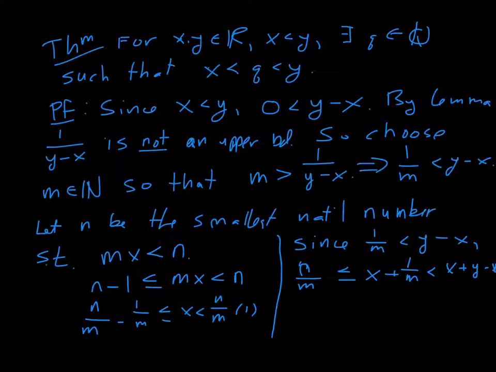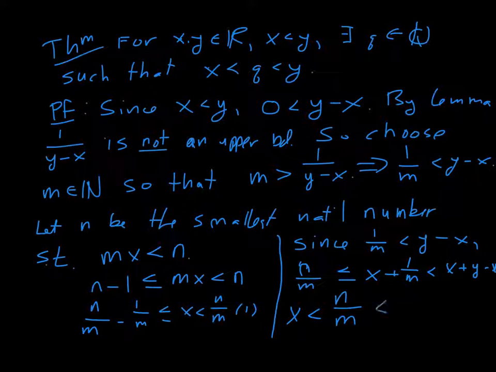So that gives us, if I just take the x is less than n over m from right here, so x is less than n over m. And then we'll take that n over m is less than x plus y minus x, or just y. That n over m is less than y.